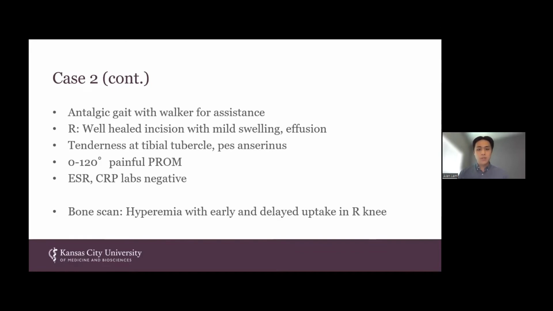Labs of sed rate and CRP were taken, negative for any heightened inflammatory markers, so we did not suspect any acute infection. There was also a bone scan ordered that showed increased blood flow uptake into that right knee, which was consistent with some of the radiograph findings we saw during this office visit, which I'll show you next.